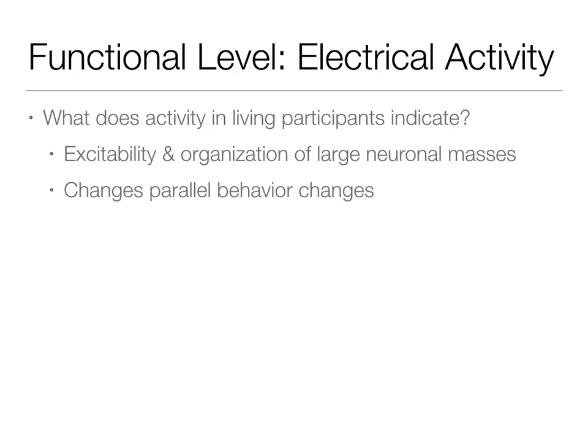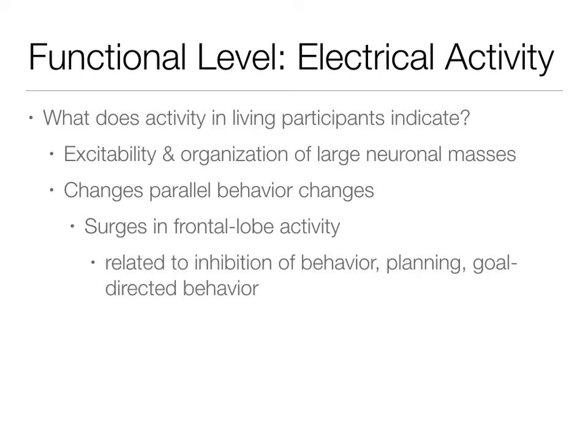And this is what's going to segue us into neuroimaging. What's really interesting is when we can take this information about electrical activity and compare it to changes in behavior. When somebody's doing something, we look at their brain and see where those changes are happening. This is how we can make those connections between behavior and the brain. So we can measure surges in frontal lobe activity, and we see that they're related to inhibition of behavior, planning, and goal-directed behavior.